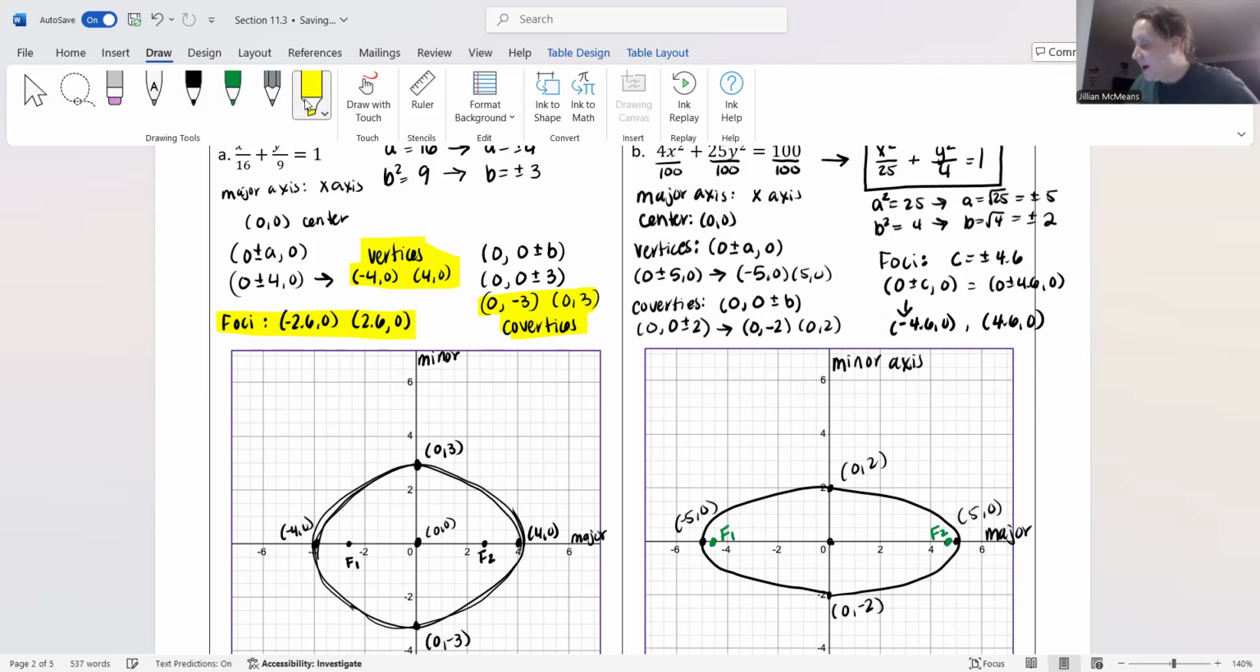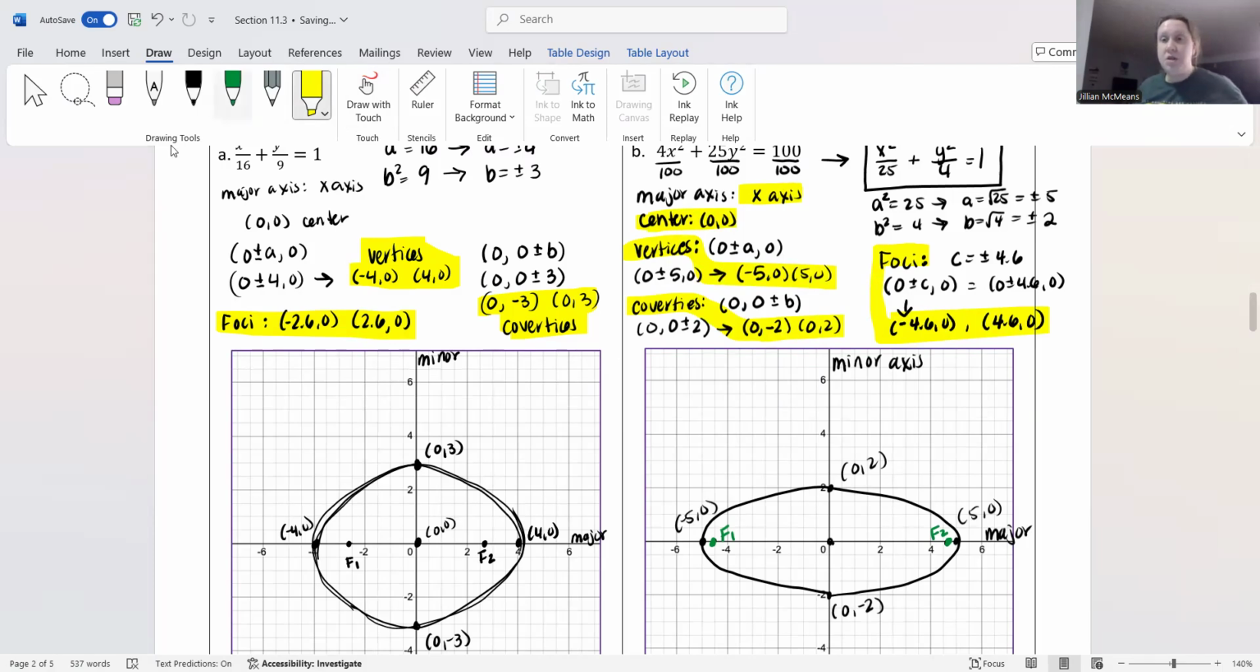So let's do some highlighting. We've got co-vertices, we've got major vertices, we have foci, we have a center, we have a major axis, and we have a stunning graph. Okay, so again, if all we had to do was graph these, it's really simple. It's finding all those little details. The hardest thing is probably finding the foci, not the hardest thing you're ever going to do. It just takes a little bit more work. Okay, so that's graphing these.